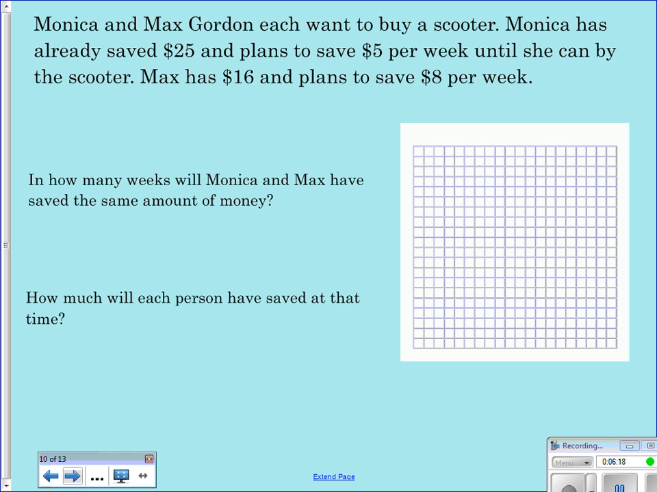Now let's take a look at this word problem. Monica and Max Gordon each want to buy a scooter. Monica's already saved $25 and plans to save $5 per week until she can buy the scooter. Max has $16 and plans to save $8 per week.